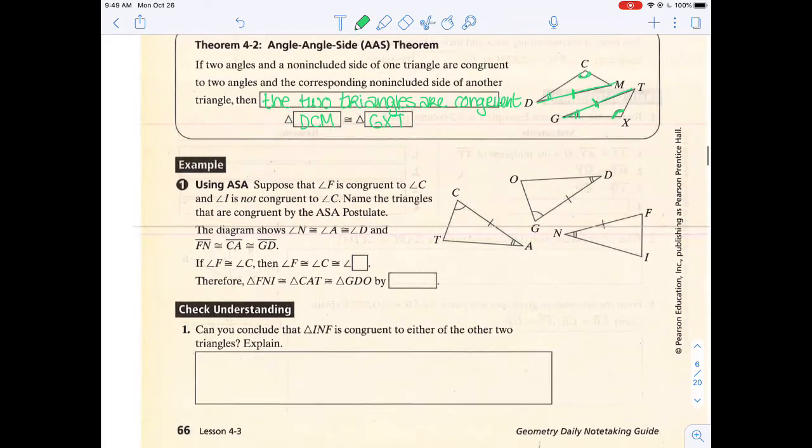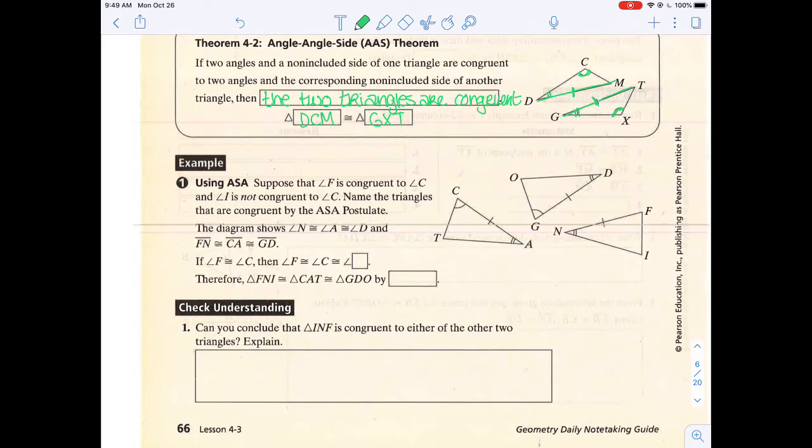Okay, let's look at an example using these. Suppose that angle F is congruent to angle C, and I is not congruent to C. Name the triangles that are congruent by the angle side angle postulate.